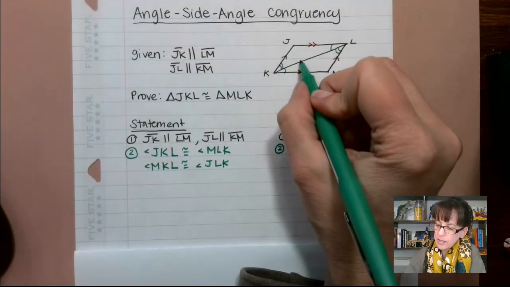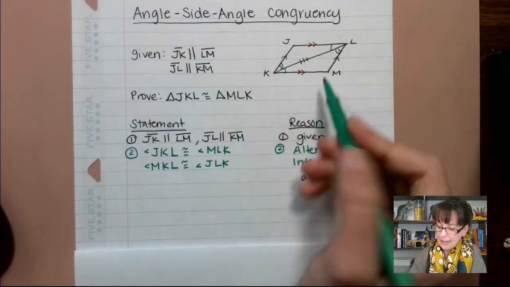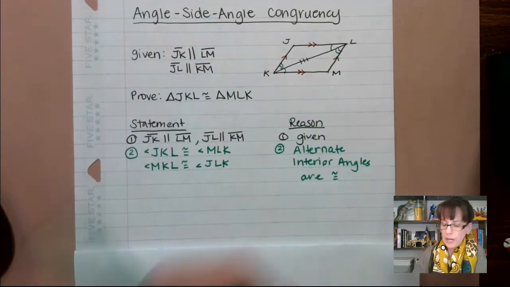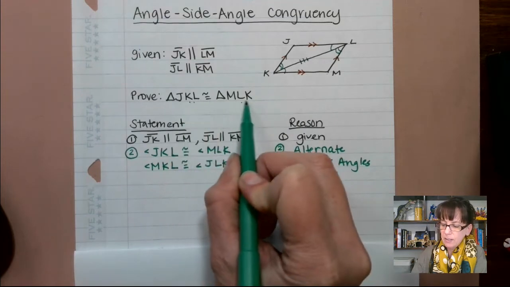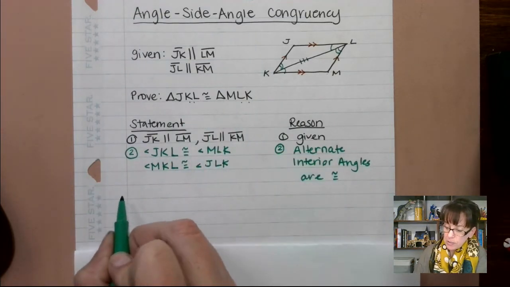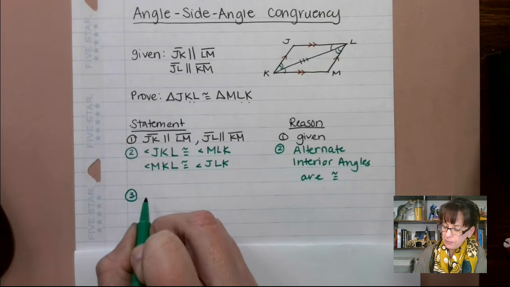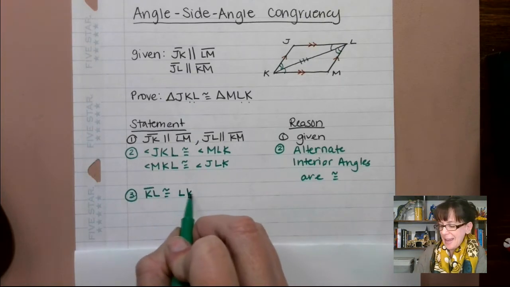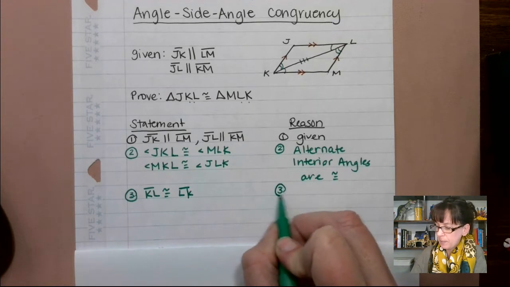You can always go back and look if there's a congruency statement that you're working to try and prove. You see how it's KL and then LK. So we want to make sure we put those in the correct order. So for number three, we have KL is congruent to LK because of the reflexive property.